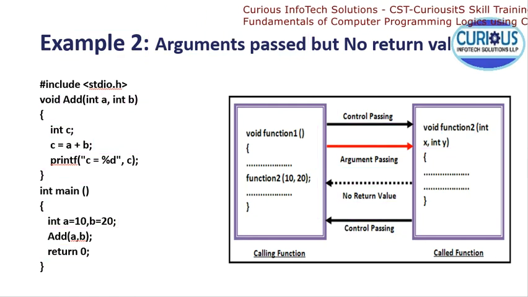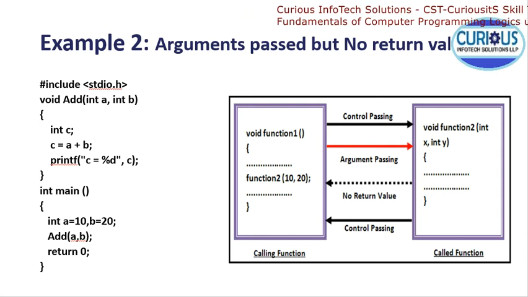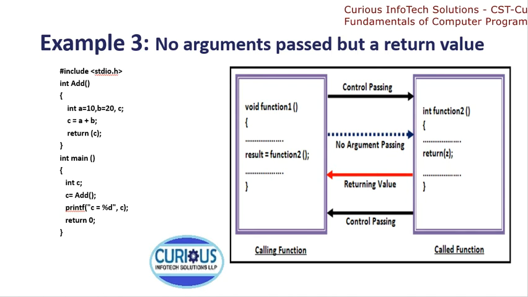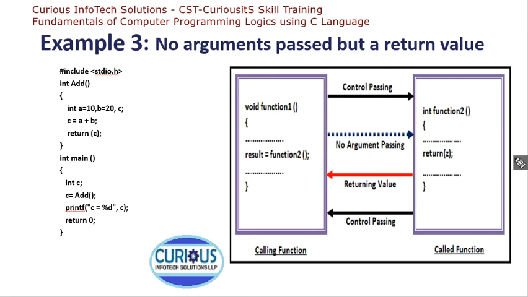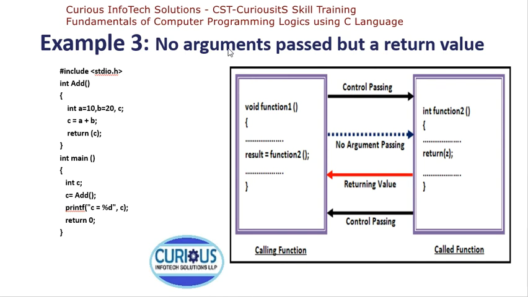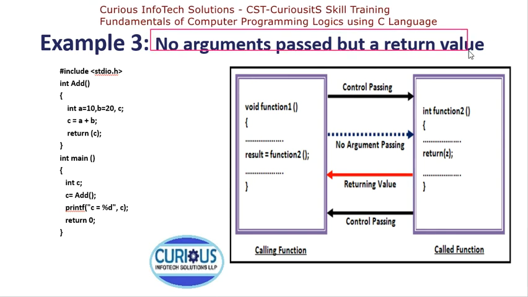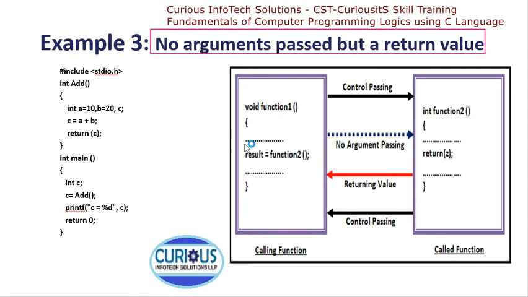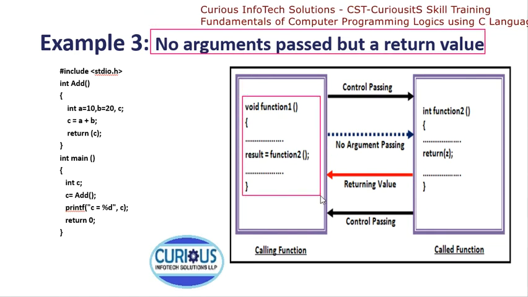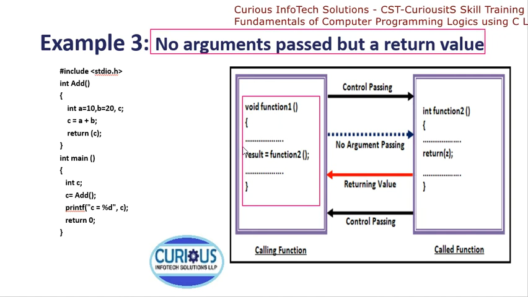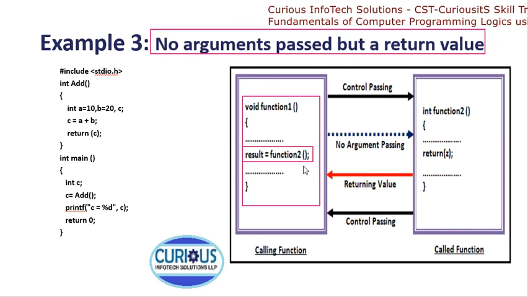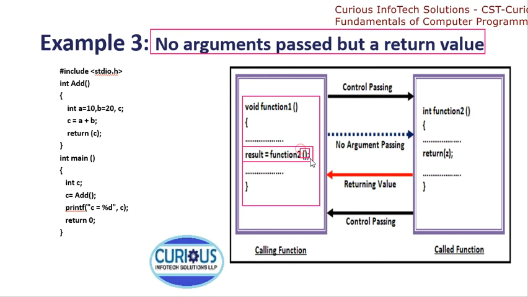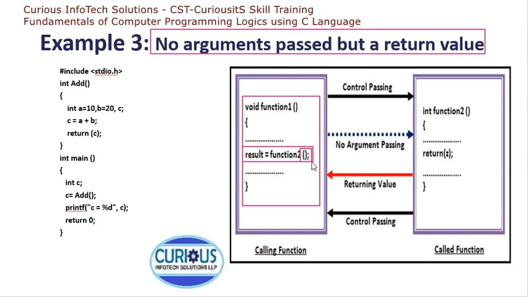Now we will see example 3. In example 3 we have no argument, but there is a return value. No argument, but there is a return value. So how can we understand? Very simple concept. This is your main function. In the main function this is your calling statement. In this calling statement there is no argument. See, there is nothing in this bracket, which means no argument.